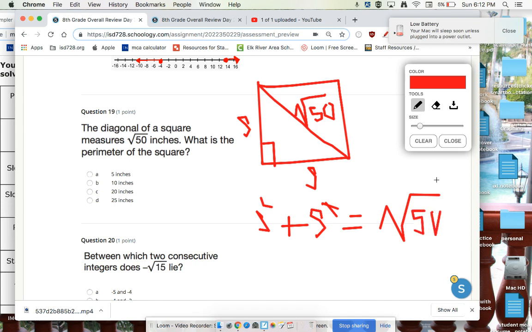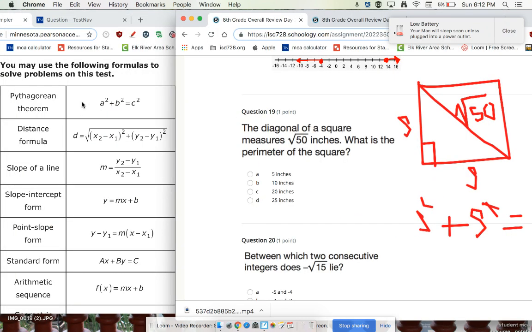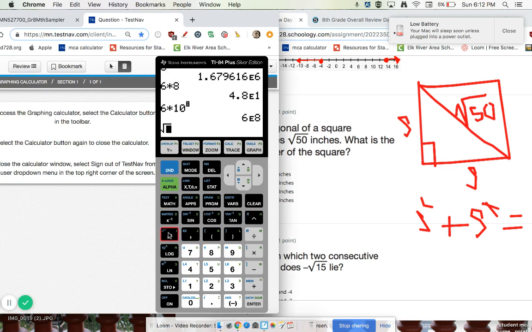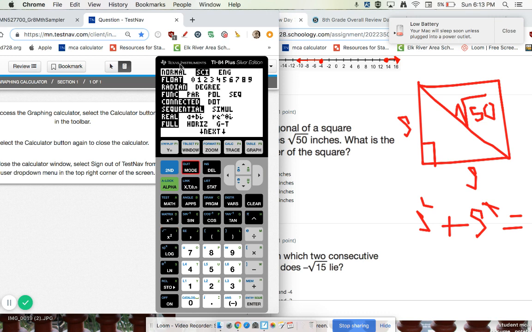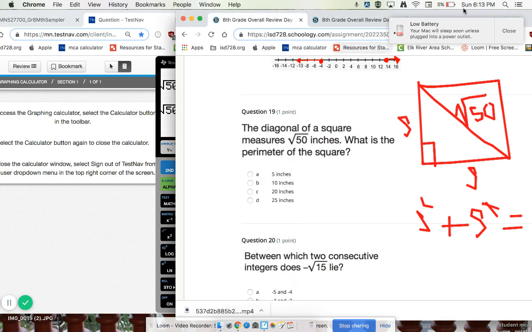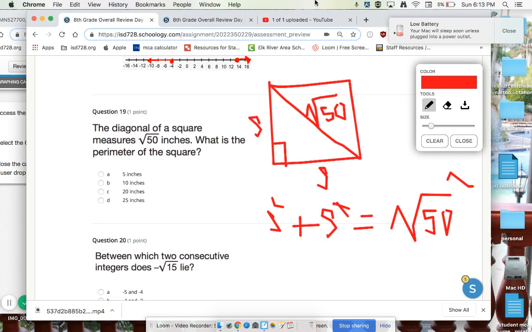Now that's going to give you something that's not going to have the square root. This would be a calculator option. So I just want to show you how you could type this in. You would go second square root 50, get out of the square root, square it. I'm in scientific mode, I have to go back to regular. Okay, clear. So second square root 50, get out of the square root, square it, and it's going to be 50. But I'll show you how to do that with our math.